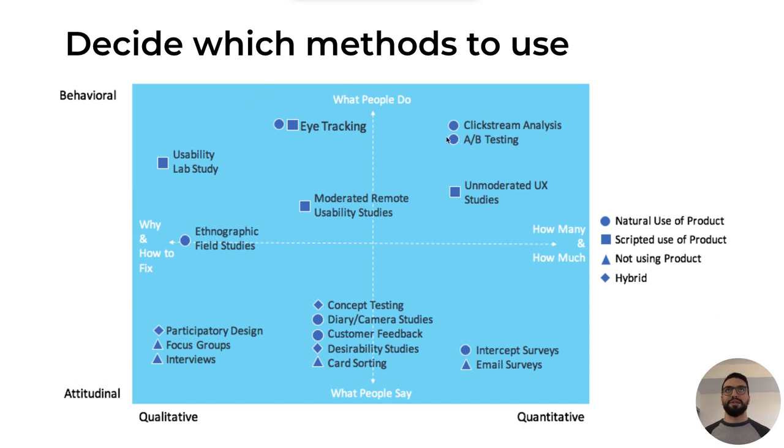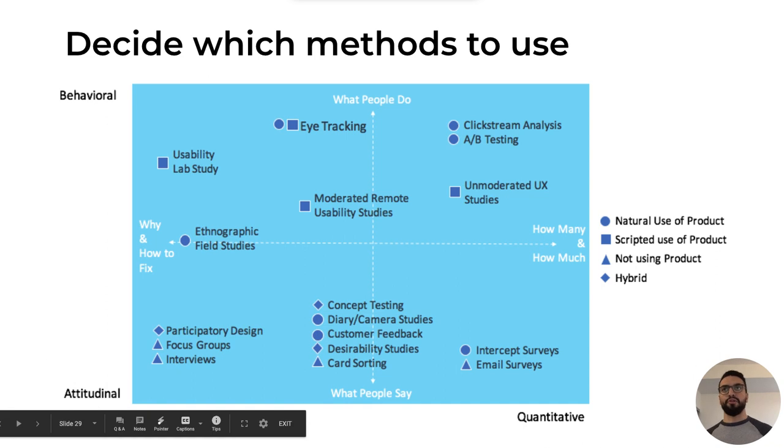So for example, A/B testing is exactly what people would do, and it gives you a measure of exactly how much and how many people converted for X, Y, and Z, how much the conversion went up or down, stuff like that, versus more like card sorting. This is really what people would say, so it's more of a qualitative aspect to it. So looking at it from both of those different perspectives, I think will be helpful for you.